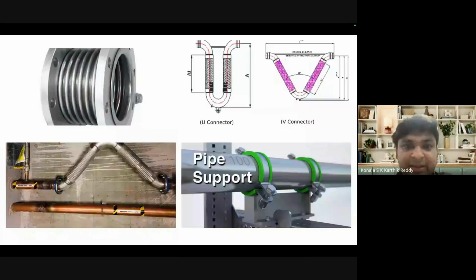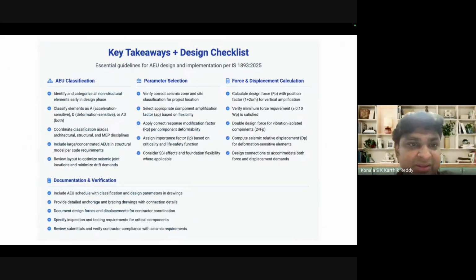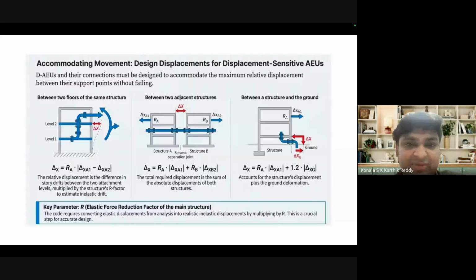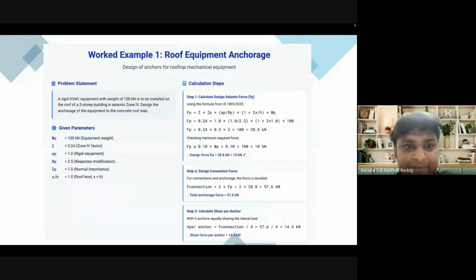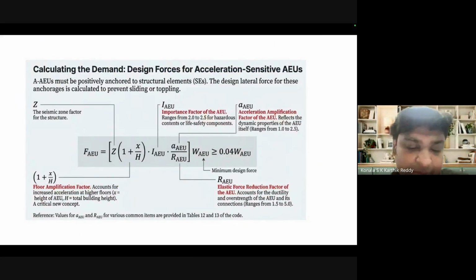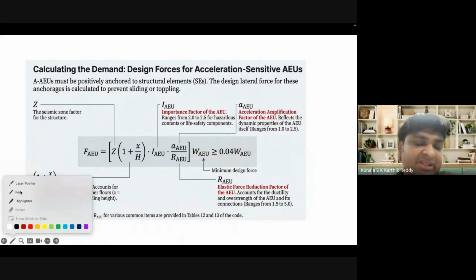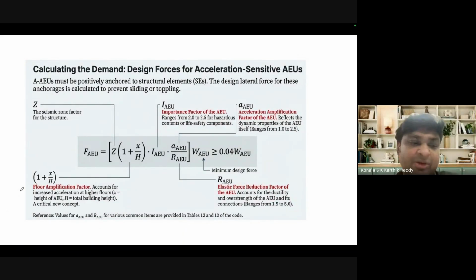Okay. Let me just go back to my slides. And so yes, now coming to how to design the anchorages for this acceleration sensitive equipments. See, you have some factors which you need to follow in here. So this is the formulation which was prescribed in your code book.